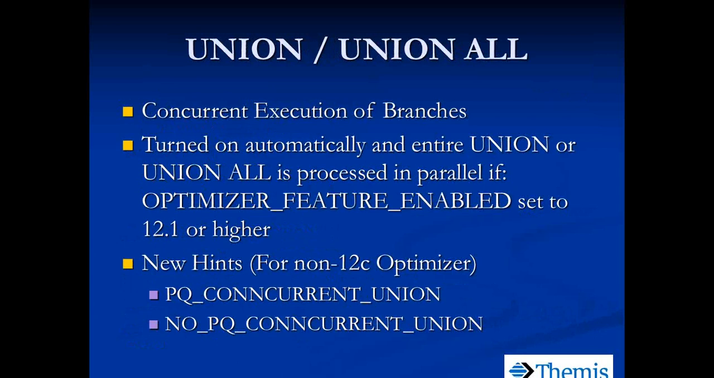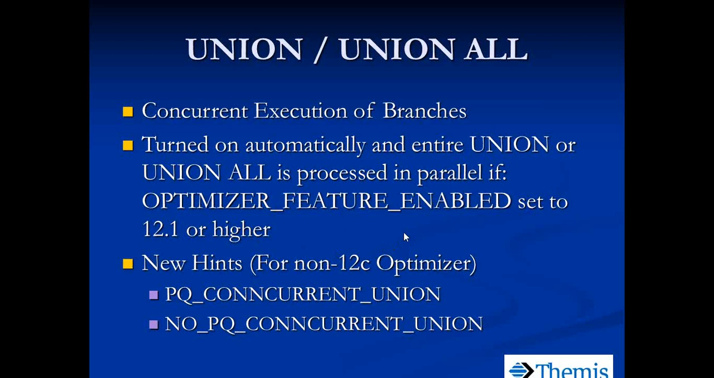Now, this will be automatic to you if this parameter right here that you see in the middle of your screen, called Optimizer Feature Enabled, is set to 12.1 or higher. If it's set to 11 point something, then this feature isn't enabled by default. And if you want to override that, you'd have to use a hint that you see here at the bottom of the page. You could use this PQ concurrent union hint, and then even if the optimizer feature is set to 11, it'll still do the concurrent execution of your branches there. Okay? All right, so that's kind of automatic. That's a nice thing. There's a performance gain for you in 12c.